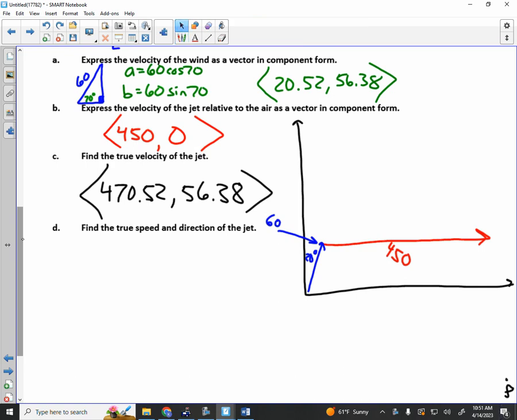Now, Ray is asking me, hey, Mr. Gantz, how fast is that plane going? I said, oh, well, Ray, the plane is going at a vector component of 470.52 in the horizontal and a 56.38 in the vertical. You're like, Mr. Gantz, just please give me the miles per hour, right? And that's what we want to do. This is the aha moment.